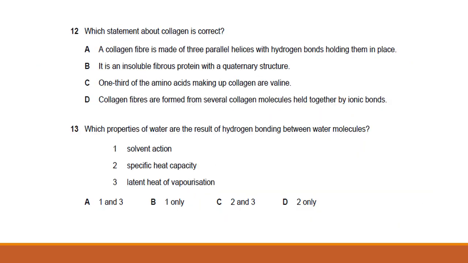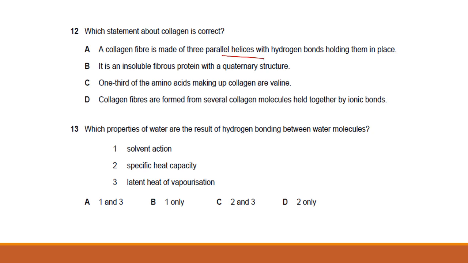Wow, look at that. We've spent half an hour here already. Let's see if we can get through the rest of this a bit quicker. Which statement about collagen is correct? So that's number 12. A collagen fiber is made of 3 parallel helices with hydrogen bonds holding them in place. The helices are not parallel.